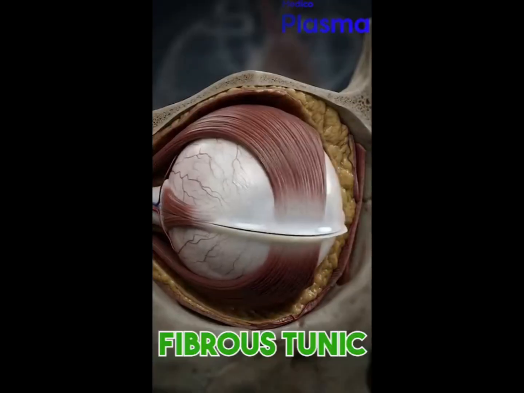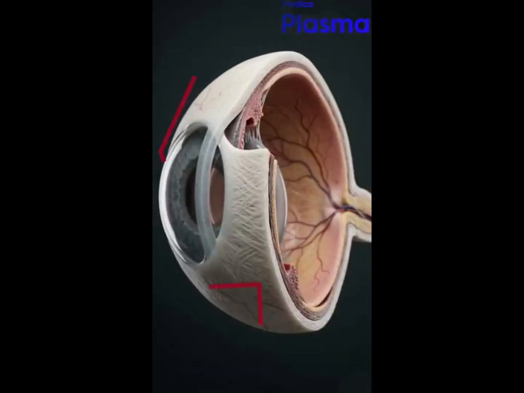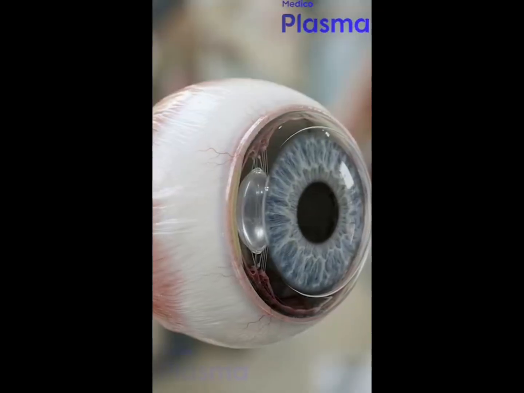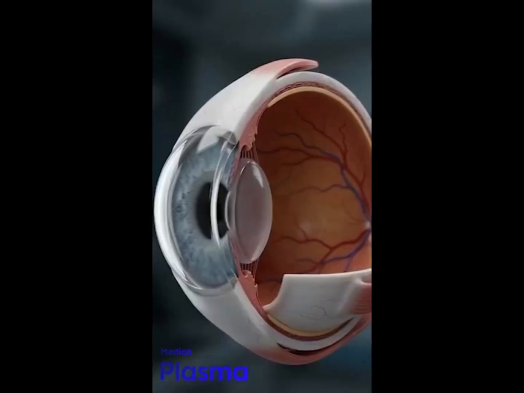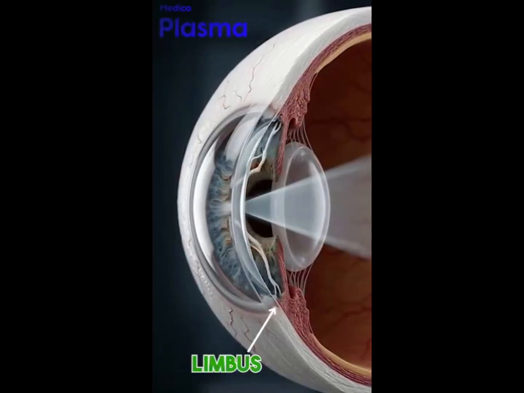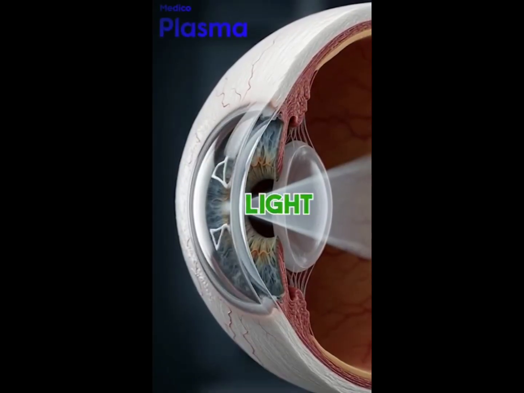The fibrous outer coat of the eye is formed by the sclera posteriorly and the cornea anteriorly. At the front of the eye, the opaque sclera continues as the cornea, a transparent dome at the corneoscleral junction or limbus, allowing light to enter the eye.